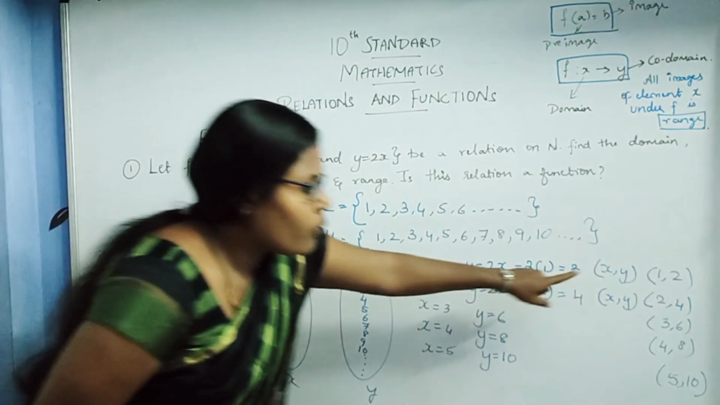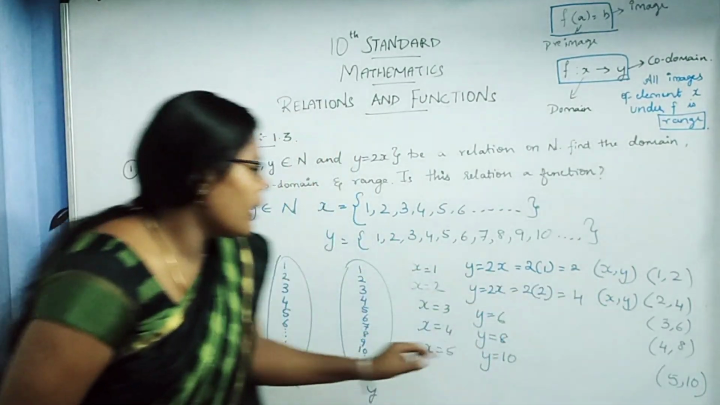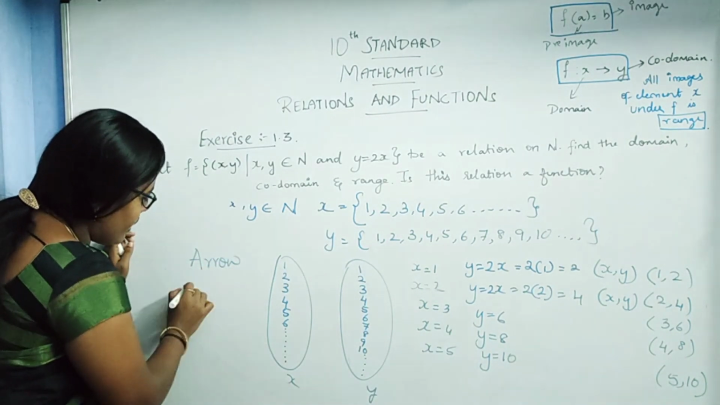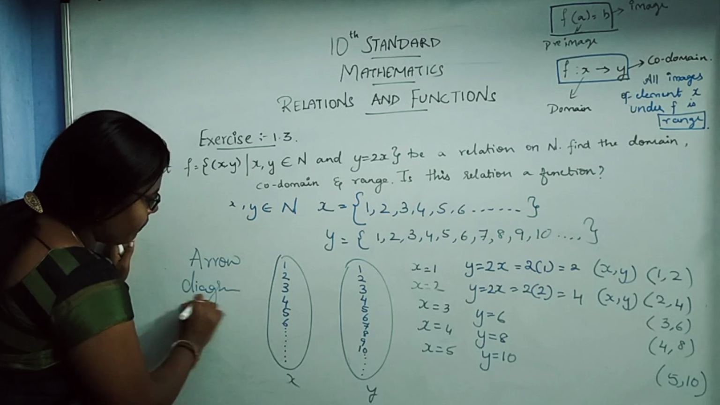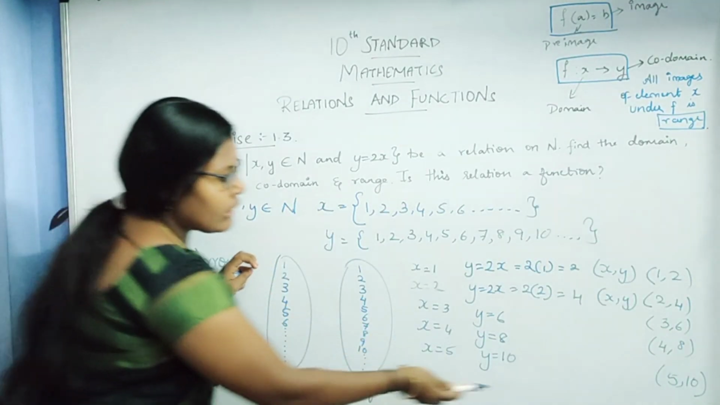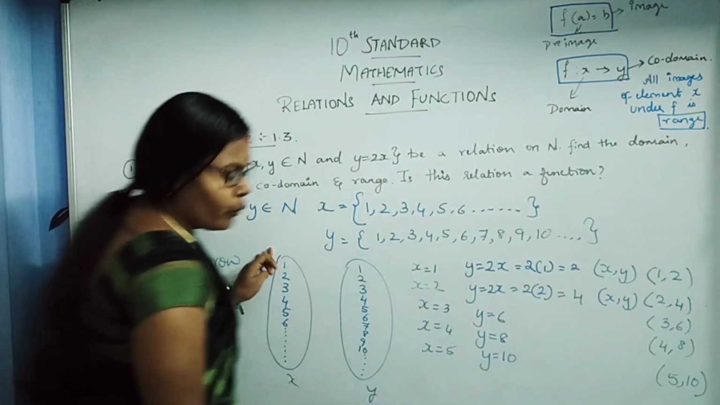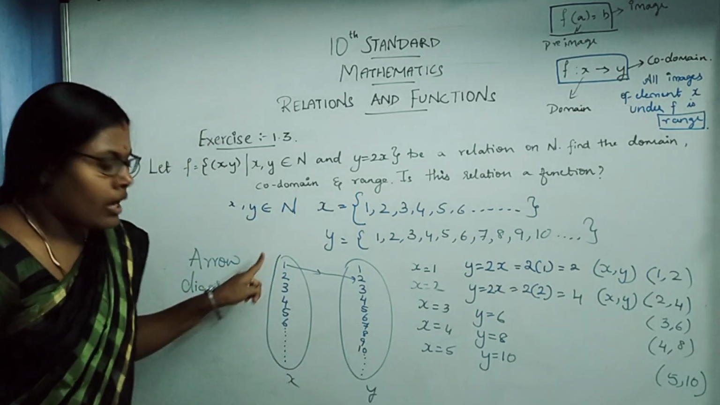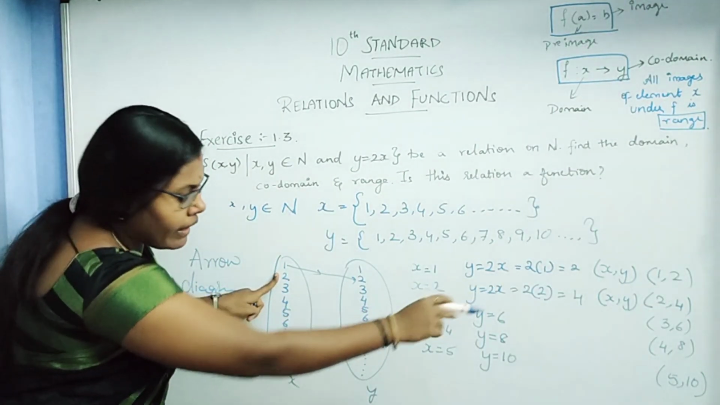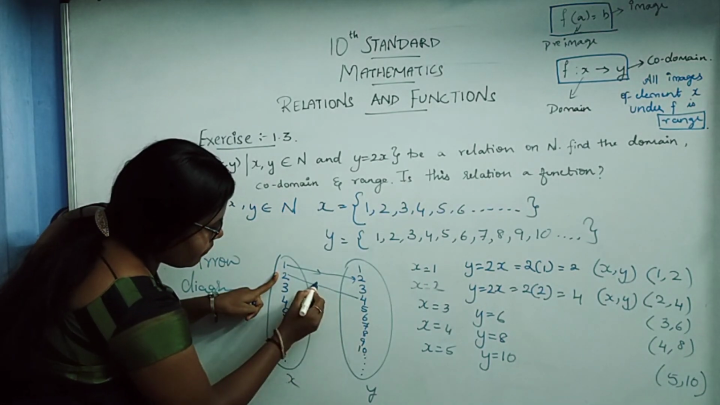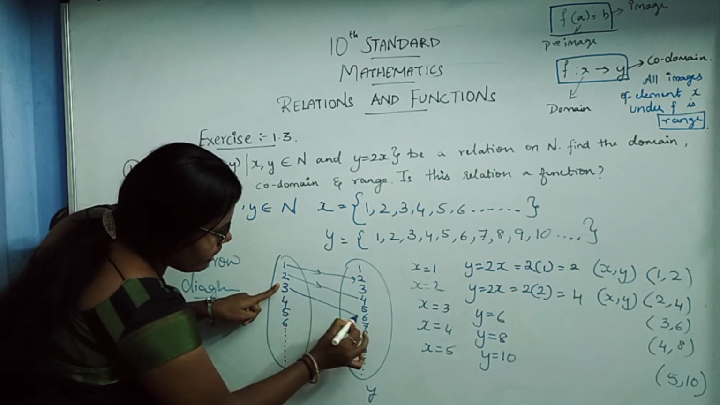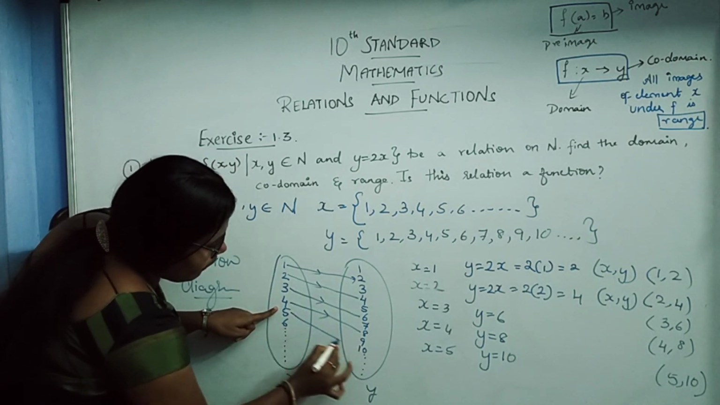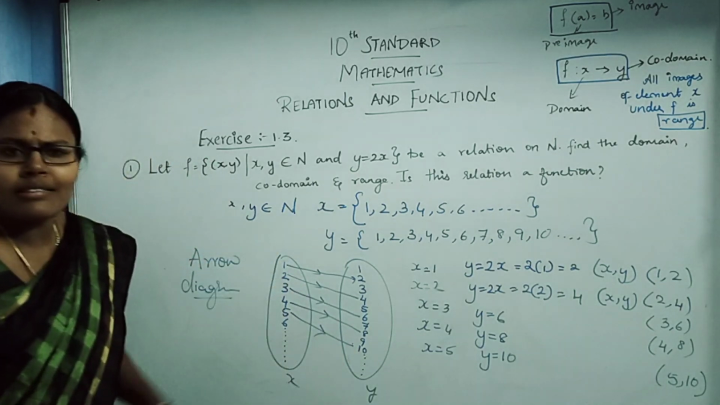Got it? So what we'll do, whatever elements we got, we'll map in this arrow diagram. So this is what? Arrow diagram. Okay? So we'll map now. When x is 1, what is the y value? 2. So when x is 1, y is 2. Okay? Then when x is 2, what is the y value? 4. When x is 3, y value is 6. When x is 4, y value is 8. When x is 5, y value is 10. Like this, it goes on.